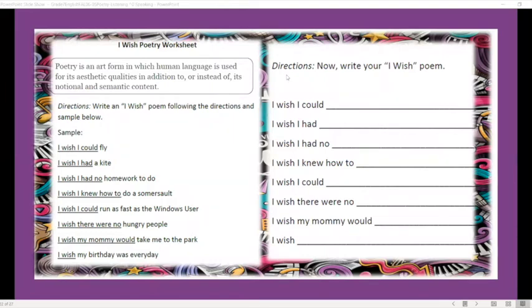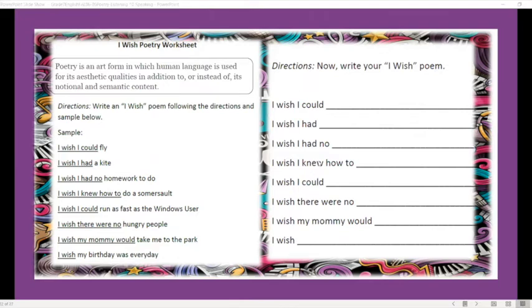So now you get to write your own I wish poem. You have to start with these words. I wish I could. I wish I had. I wish I had no. I wish I knew how to. I wish I could. I wish there were no. I wish my mommy would. I wish at the end.